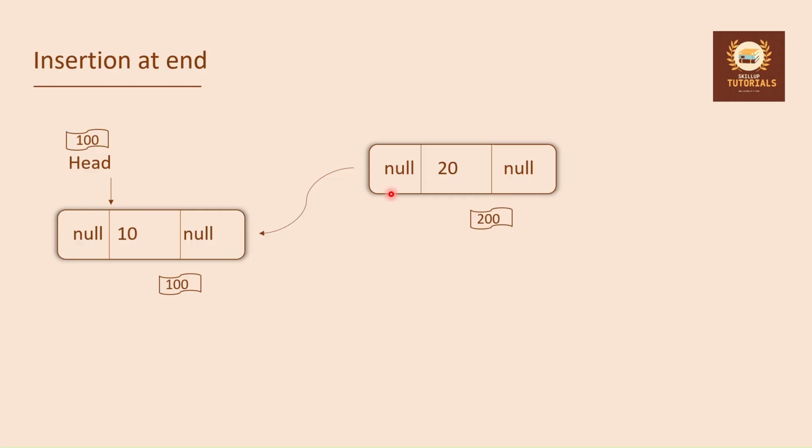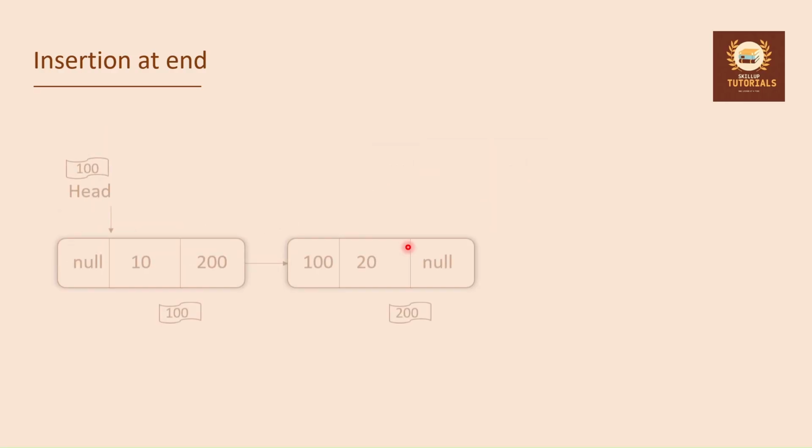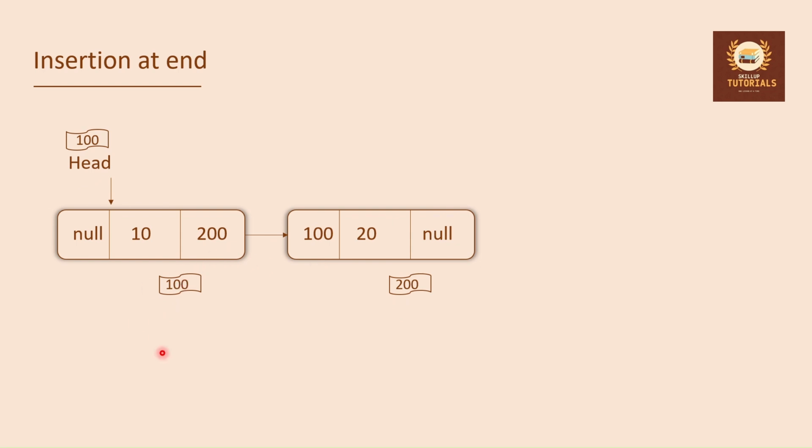Now let's see how it happened. As you can see here, 100 is placed here and 200 is placed here. This is how we can insert at end. And we are not changing this value because if we are inserting at the end, the last node next value will always be null and first node previous value will always be null. So this is a simple thing.